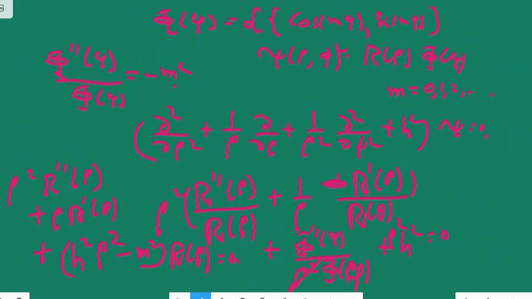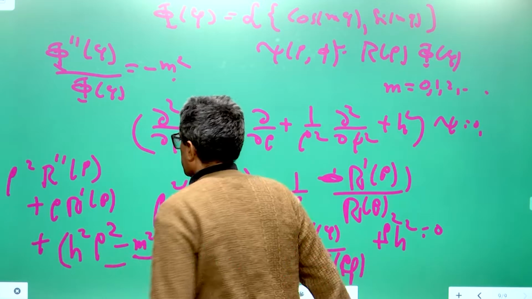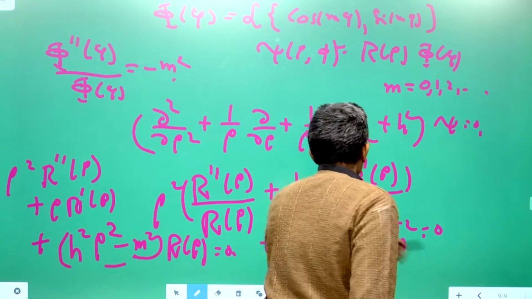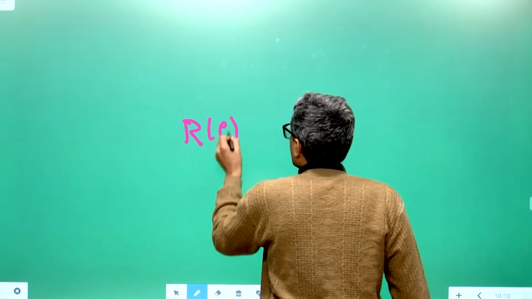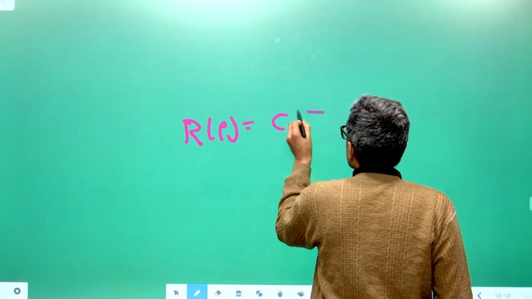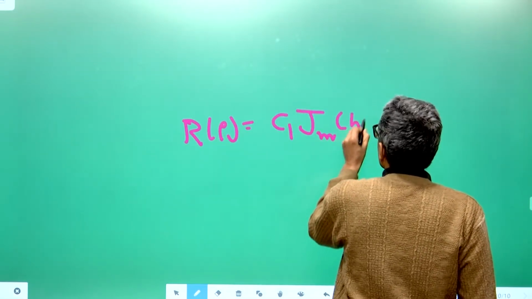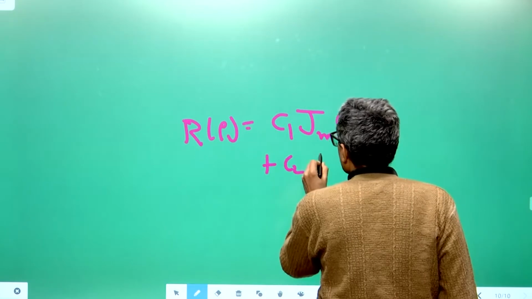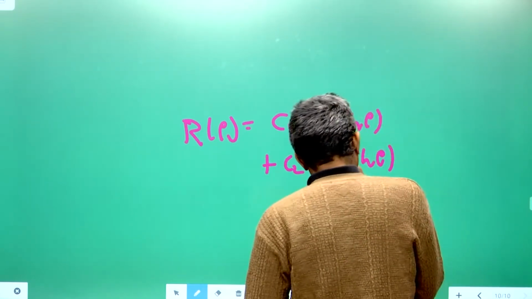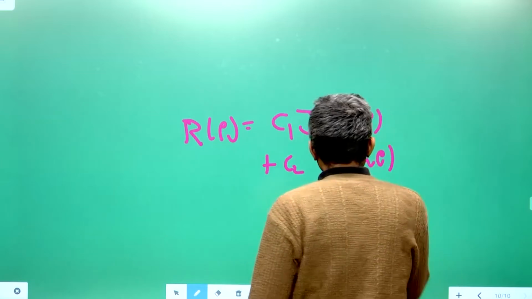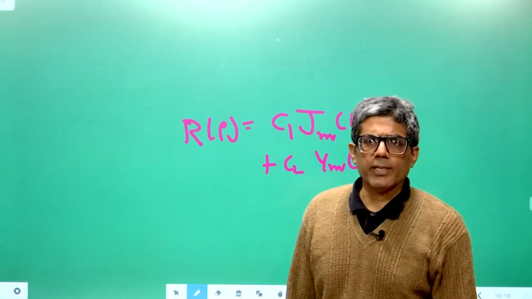And the solution to the radial equation is a Bessel equation of order m, after making the change of variables h rho equal to x. So R has a solution, R of rho will be equal to C1 times Jm of h rho plus C2 times Ym of h rho, where Jm is the Bessel function of order m and Ym is the modified Bessel function of order m.